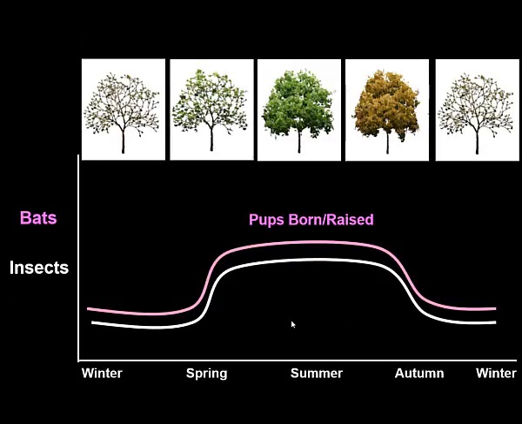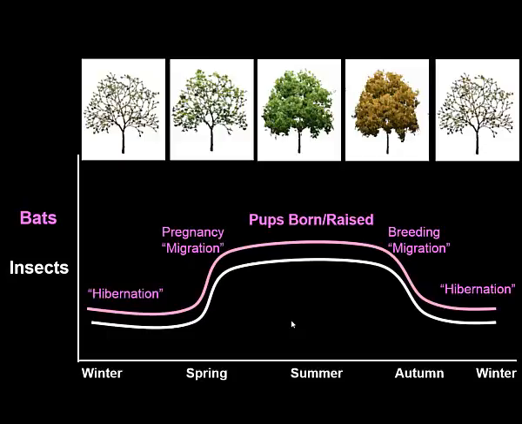To translate this conceptual model onto the annual cycle of bats, generally bats are having their pups and raising them during the time when the insect abundances are highest. And then as the population of insects starts waning later in the season, they'll make some seasonal movements, which I have here in quotes as migration, and they make seasonal movements to their overwintering areas, which I have in here as hibernation sites.